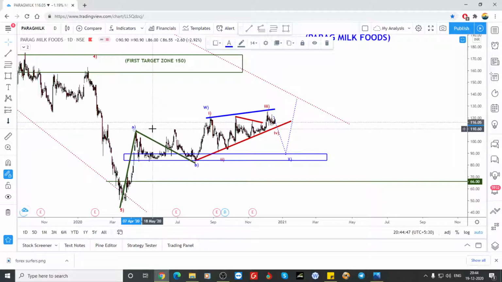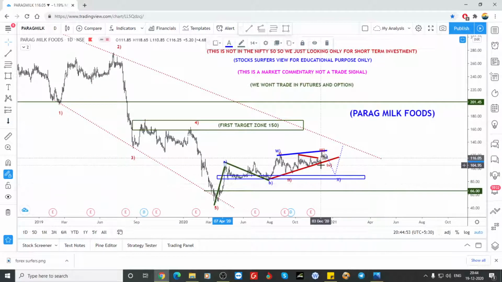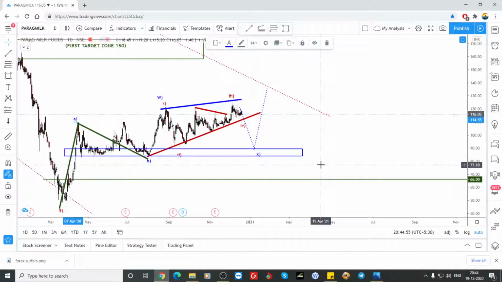Then you can take positions according to your analysis, not biased by my analysis. I'm just sharing my knowledge with you to learn everything also.